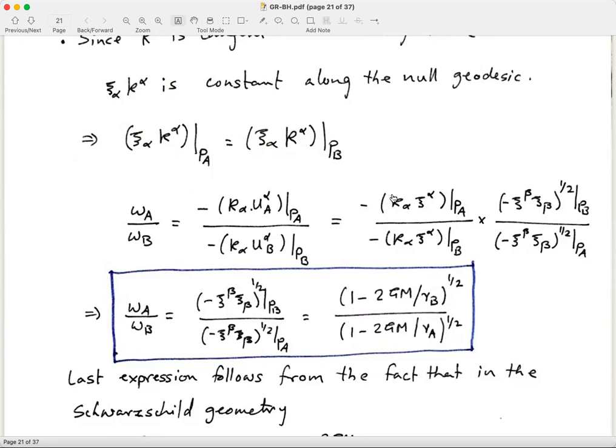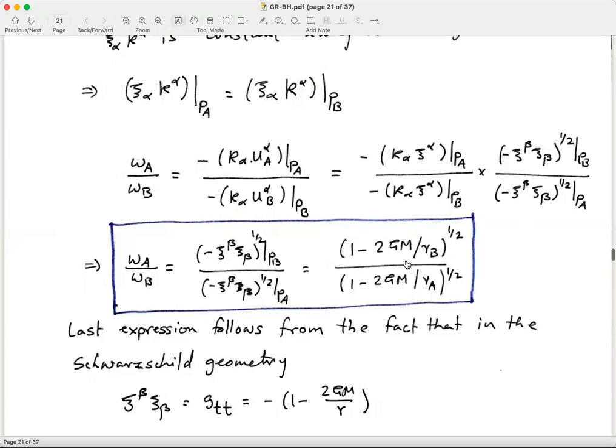But in this expression, the first ratio is constant, because that just gives you 1. So ω_A upon ω_B is just the second ratio, which is the norm of ξ at P_B divided by the norm of ξ at P_A. But we know what these are. Remember, they are time-like Killing vectors, so that factor is just g_00 to the half. So it is (1 minus 2GM upon R_B) divided by (1 minus 2GM upon R_A), whole to the half. This of course follows from the fact that we are studying this whole problem in the Schwarzschild geometry.